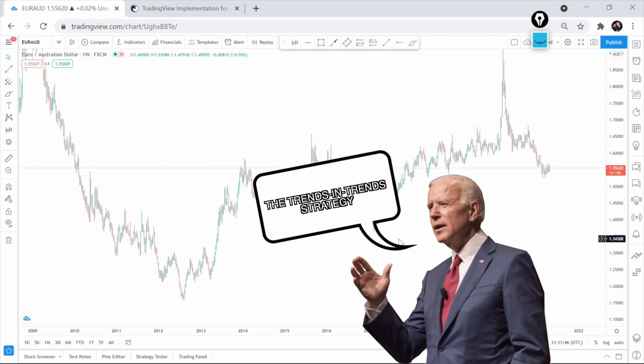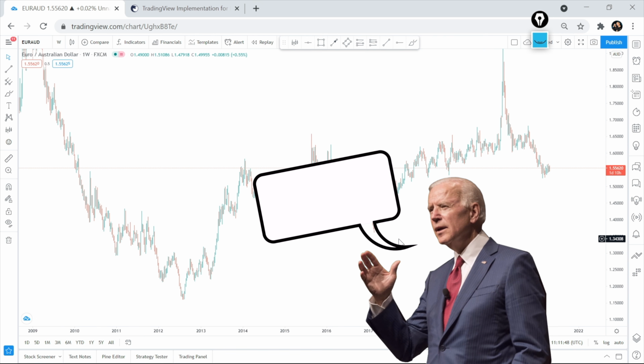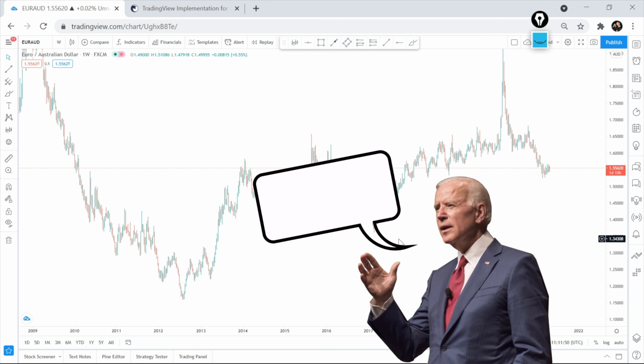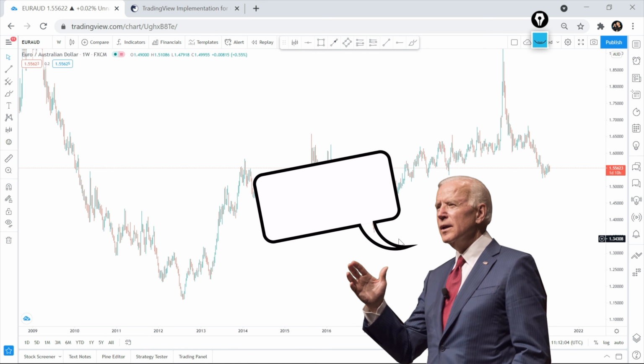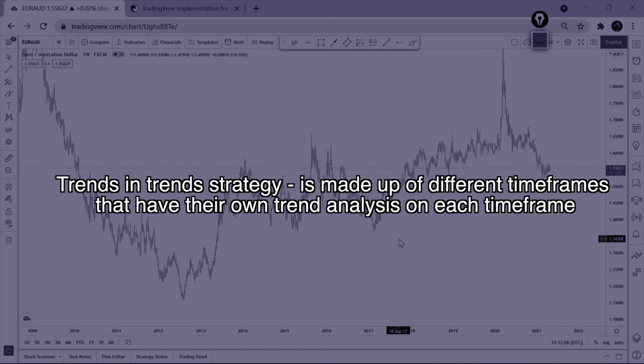This is the trends in trend strategy, guys. I'm going to show you guys how to apply it practically. So, I'll choose 3 or 2 pairs depending on whether you are understanding or not, all right? So, what is trends in trends, guys? Trends in trends is made up of different time frames that have their own analysis on each time frame. Let me repeat that. Trends in trends is made up of different time frames that have their own trend analysis on each time frame, guys.